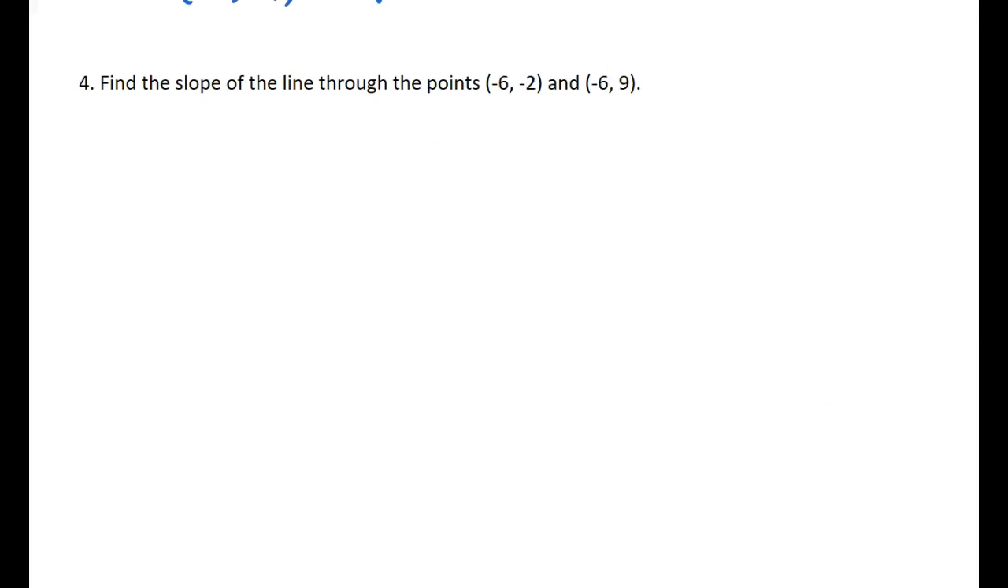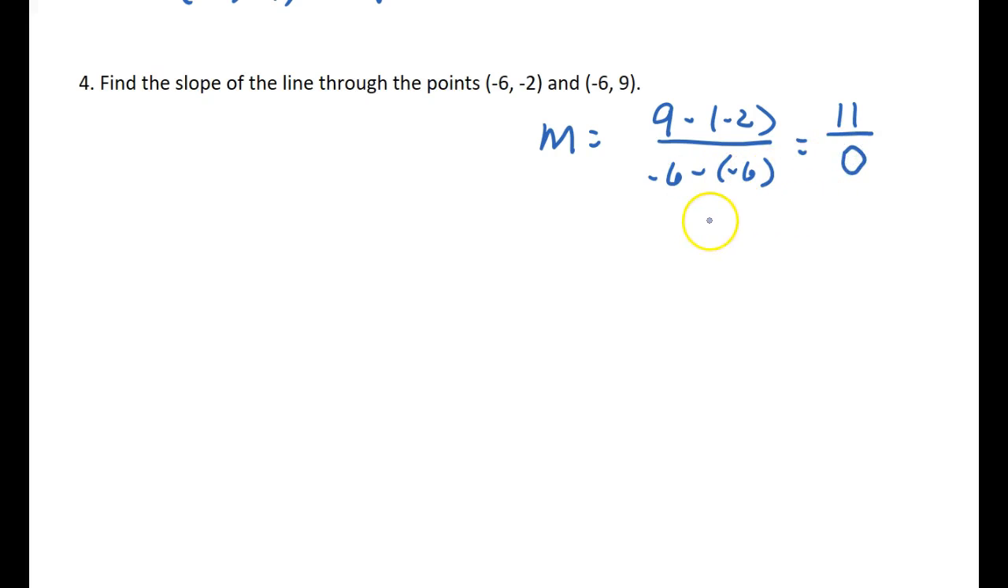Let's get the slope of the line through these 2 points. So slope is change in y, 9 minus negative 2, over change in x, which is negative 6 minus negative 6, and we get 11 over 6 plus 6, which is 0. Oh, that's a big problem because we can never have 0 in the denominator. What does that mean? It means this slope is undefined.